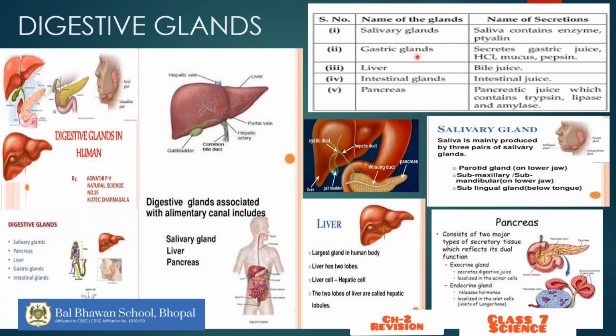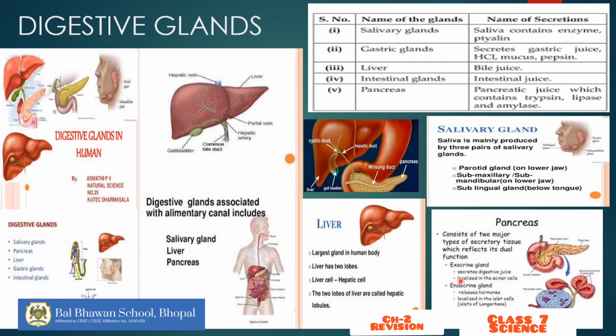Coming to the gastric glands, we have already discussed them. They secrete gastric juice, hydrochloric acid, mucus and contain the enzyme pepsin. Coming to the next important gland, that is the pancreas, which is basically a leaf-like structure present beneath the stomach. This pancreas has two functions, exocrine as well as endocrine. When I talk about the exocrine function, the pancreas gives out pancreatic juice which contains the enzymes trypsin, lipase and amylase, and they finally complete the process of digestion.